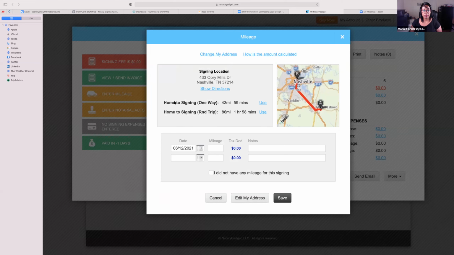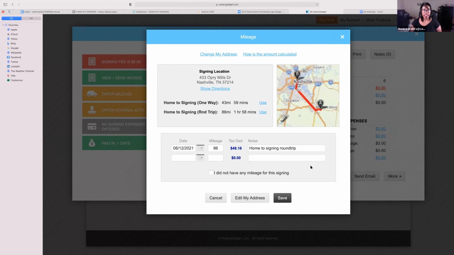It says, do you want to use the mileage just from your home to the signing? If that's the case, you would click use this. However, you have to get back home. And if it weren't for that signing, you would stay at home. So as a rule of thumb, when calculating your pricing, you will use the round trip method. So I'm going to select round trip.